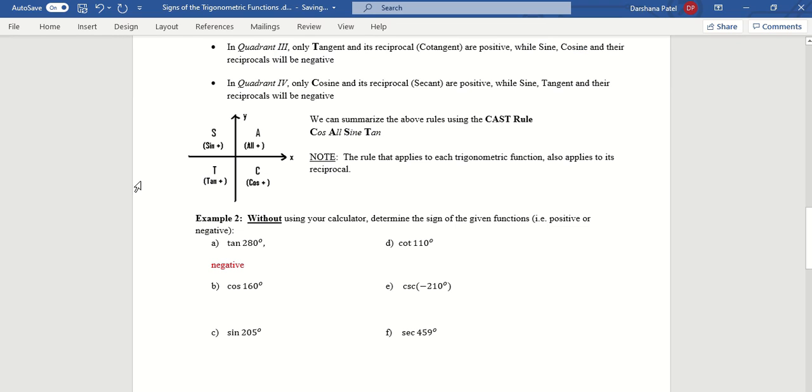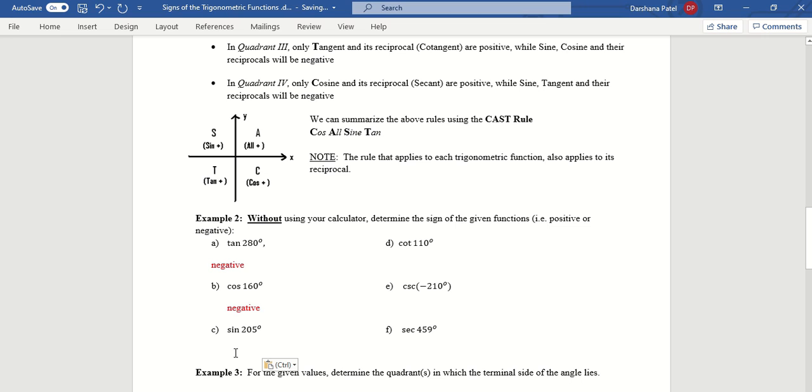Okay. Cos 160 degrees. 160 degrees will fall under the second quadrant. In the second quadrant, only sine is positive, meaning cos and tan are negative. So cos 160 degrees will be negative. Now sine 205 degrees will fall under the third quadrant. In the third quadrant, only tan is positive, so sine and cos are negative. So this will be negative.